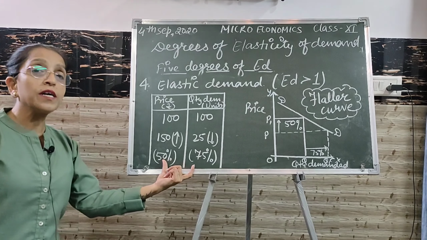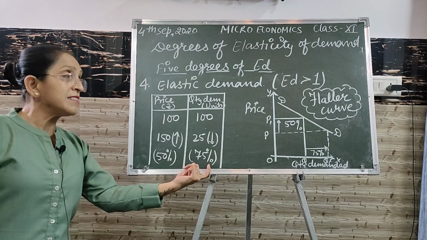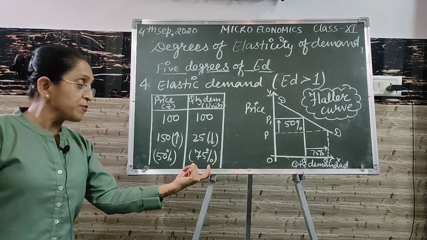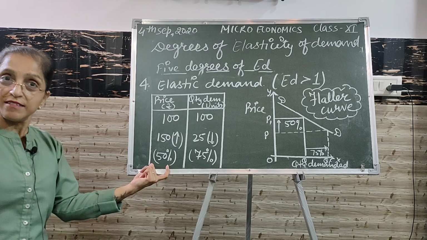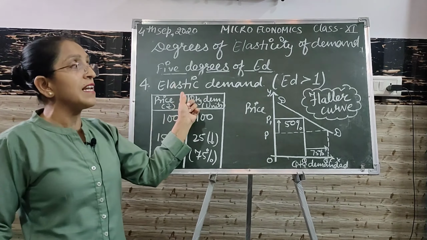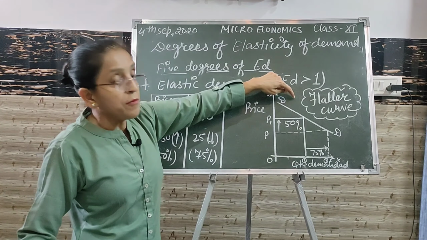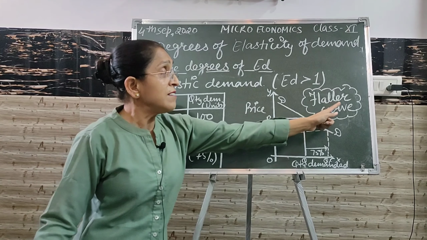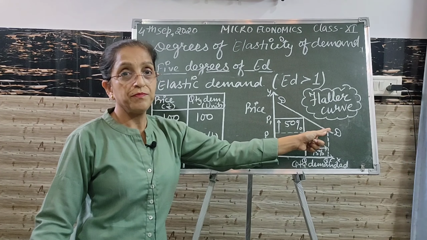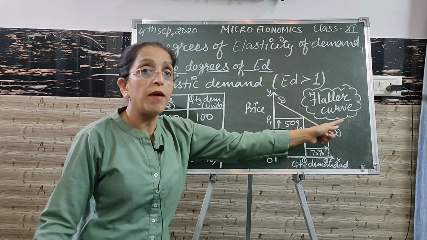It means now you can compare that the percentage change in quantity demanded is more than the percentage change in its price. So it is known as elastic demand. In this situation, the demand curve will be considered as a flatter demand curve. What do you call it? Flatter demand curve.